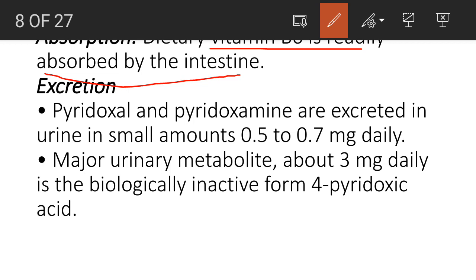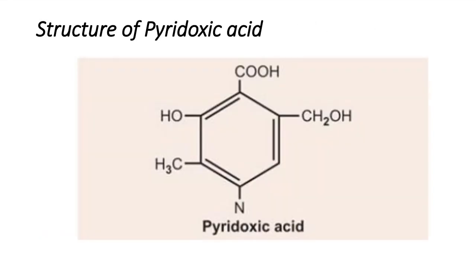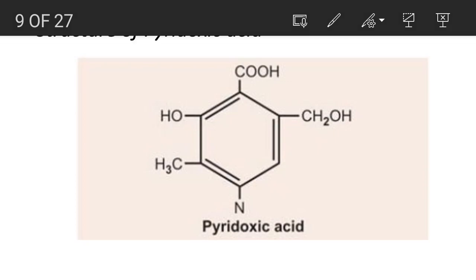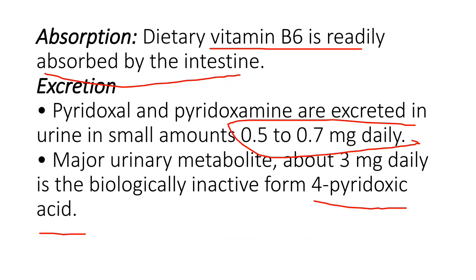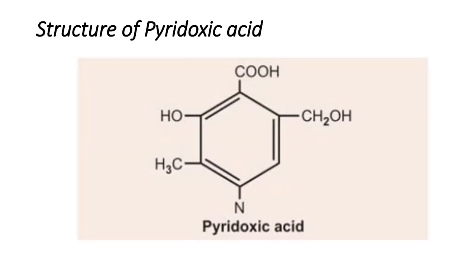Pyridoxal and pyridoxamine are excreted in the urine in small amounts, that is 0.5 to 0.7 mg per day. The major urinary metabolite, about 3 mg per day, is a biologically inactive form, that is 4-pyridoxic acid. The structure of 4-pyridoxic acid is shown here, which is the major urinary metabolite, and it is an inactive form.